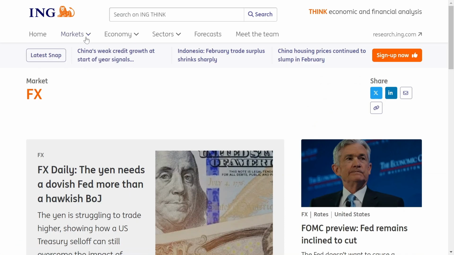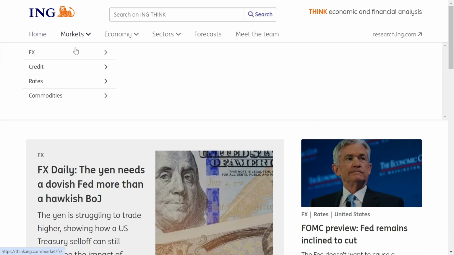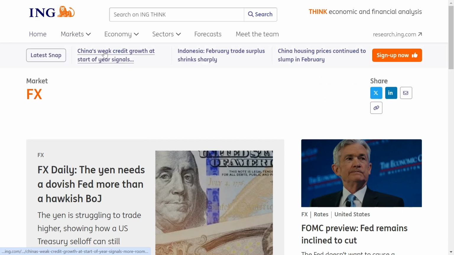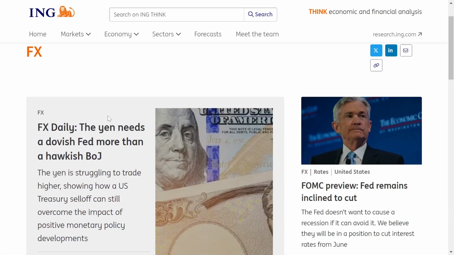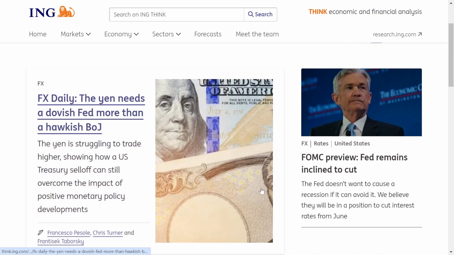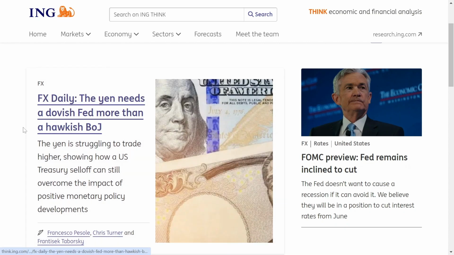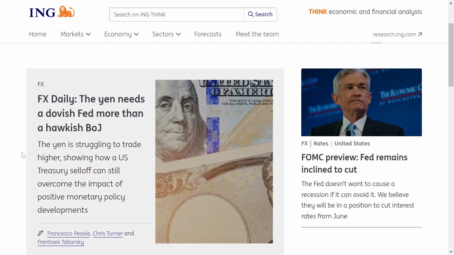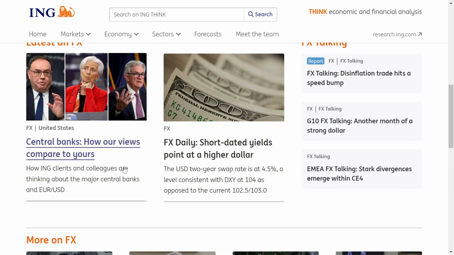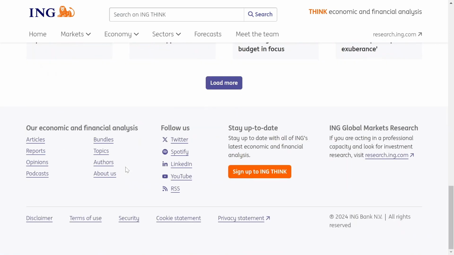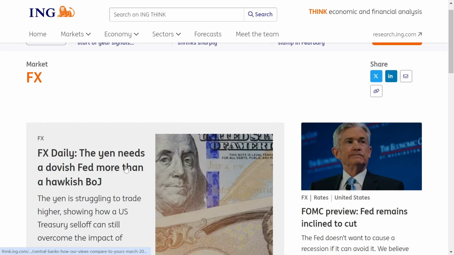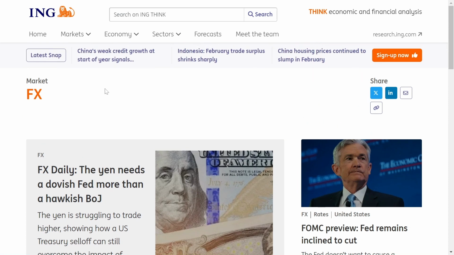So this is just a view. This is the home screen. I prefer coming to markets, go to FX. Then you're able to see any news that they have, their forecasts on probably what the Fed is going to say, what they think will be the impact on the market. You can see they have an article on the yen, central bank views, and it's just a really good website for me to be up to date with what's happening in the markets fundamentally.